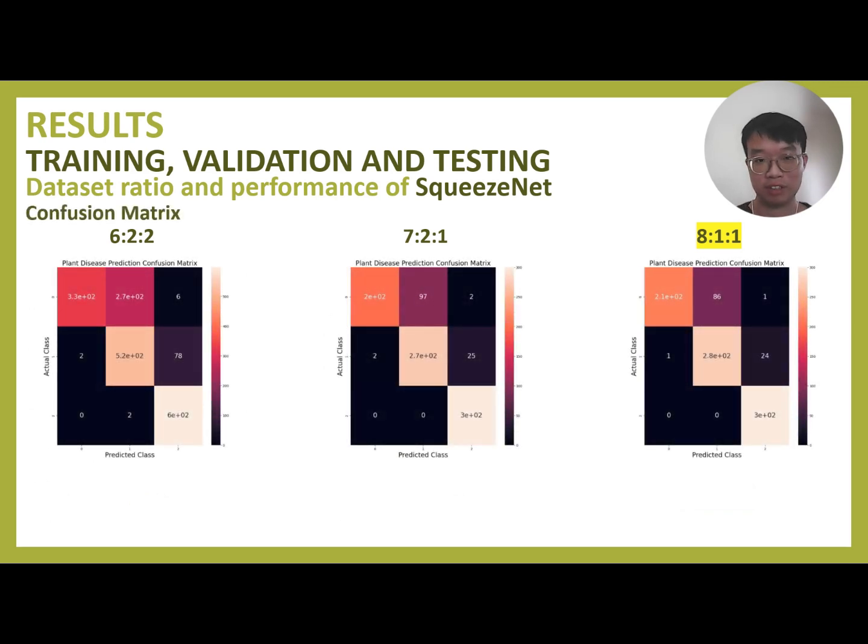Besides, we also have the confusion matrix. In these three confusion matrices, it shows that the SqueezeNet trained on 811 dataset ratio has the best result, as it misclassified the least images to the wrong class.